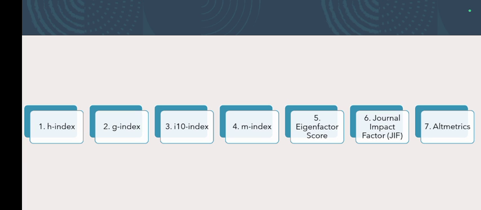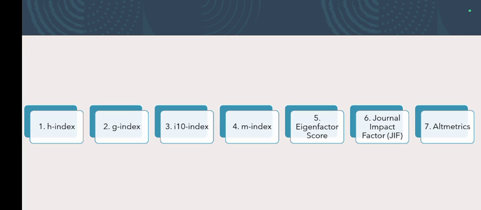Next, the eigenfactor score. This is actually for the journals, not for the author. The eigenfactor and journal impact factor are not for individuals; they are completely for the journal. For the eigenfactor, not just the number of citations is important, but also the impact factor of the journals where the research work of the author is cited is taken for measuring the eigenfactor score of that particular journal.